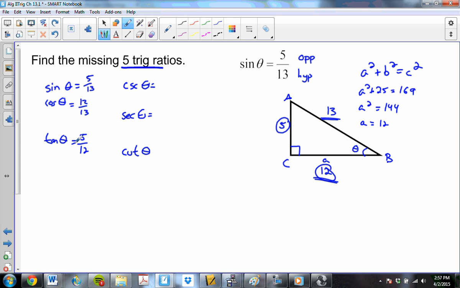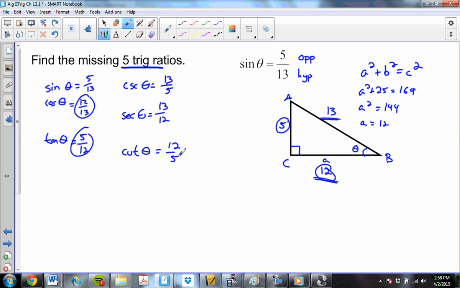And then the reciprocal functions, cosecant. Well, cosecant is 1 over sine, so it's hypotenuse over opposite. So hypotenuse over opposite would be 13/5. But the nice thing about the reciprocals is they're literally reciprocals. I can just take this fraction and flip it over, and just take this fraction and flip it over.